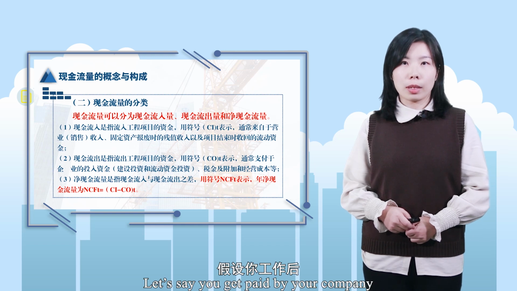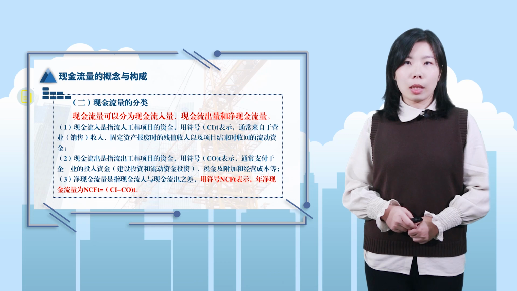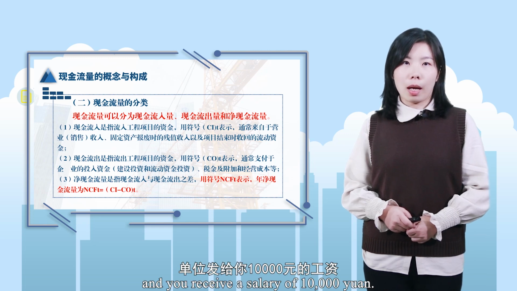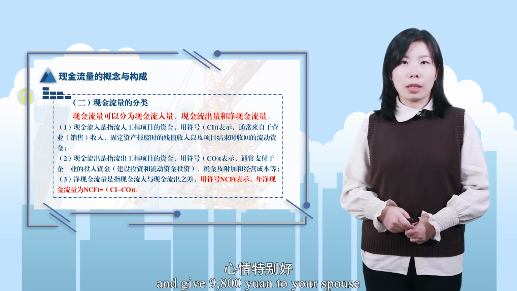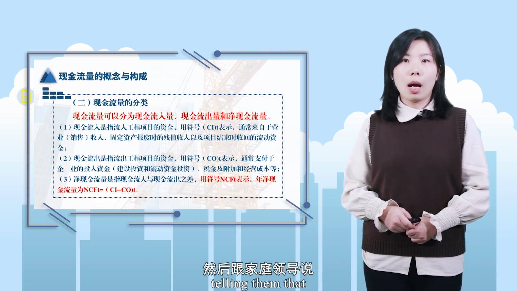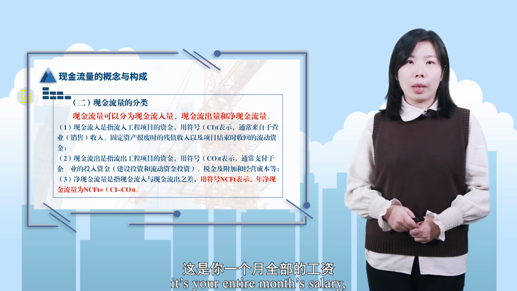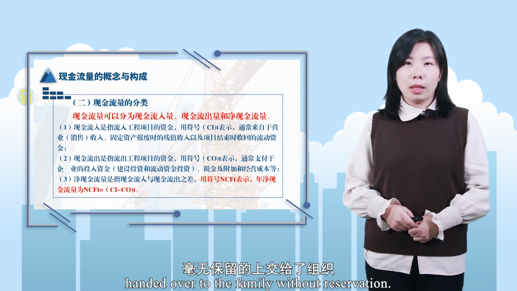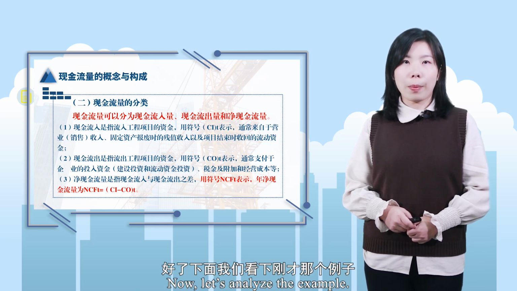Let's say you get paid by your company on the 15th of every month, and you receive a salary of 10,000 yuan. You're in a great mood, and give 9,800 yuan to your spouse when you get home that night, telling them that it's your entire month's salary handed over to the family without reservation. Now, let's analyze the example.